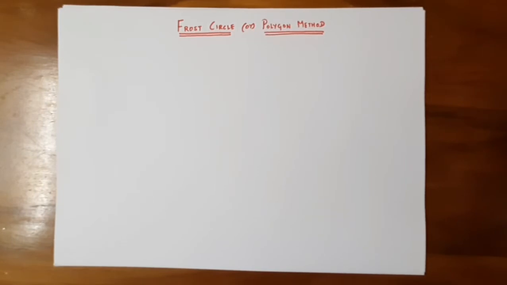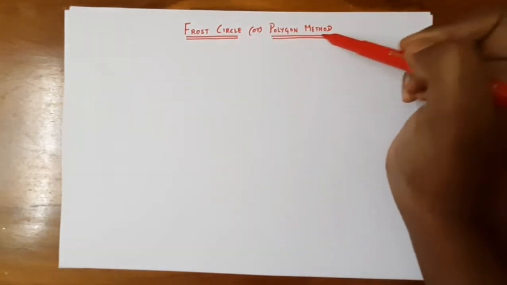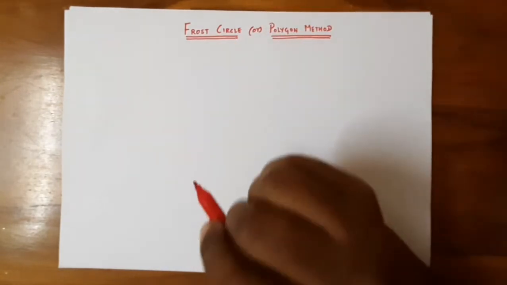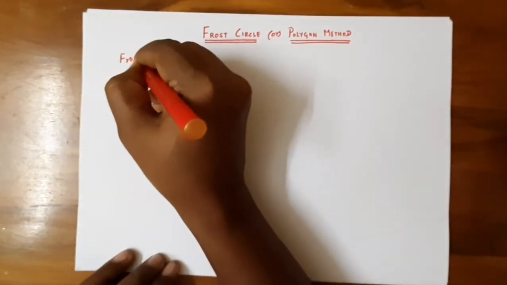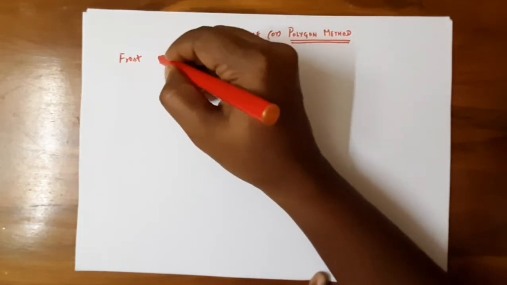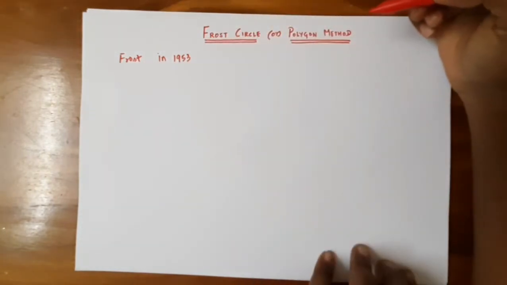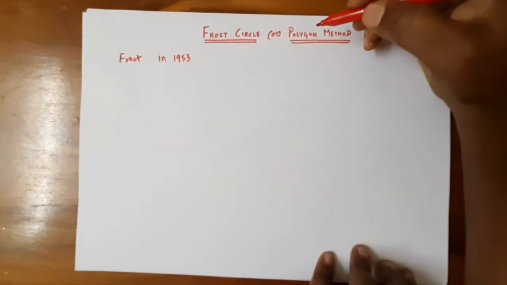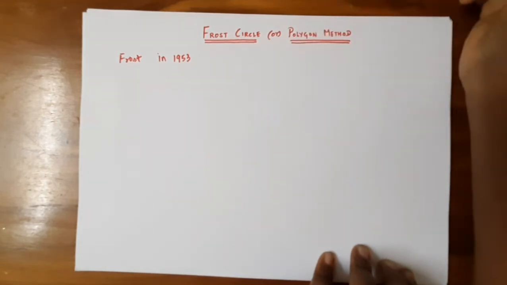In this video, we are going to discuss the Frost circle used in aromaticity. This Frost circle is otherwise known as the polygon method or polygon-in-circle method. It was first introduced by Frost, an American chemist, in 1953. He published this method in 1953, and after his publication, this method is named the Frost circle or polygon method.